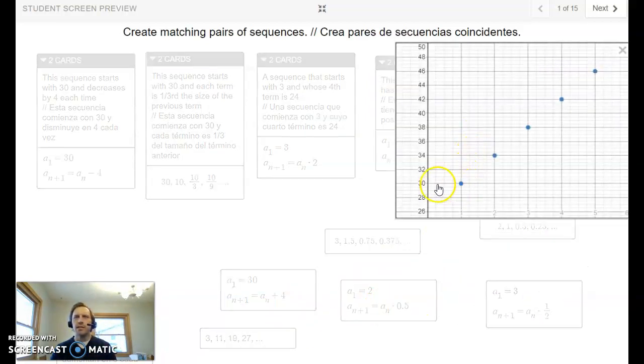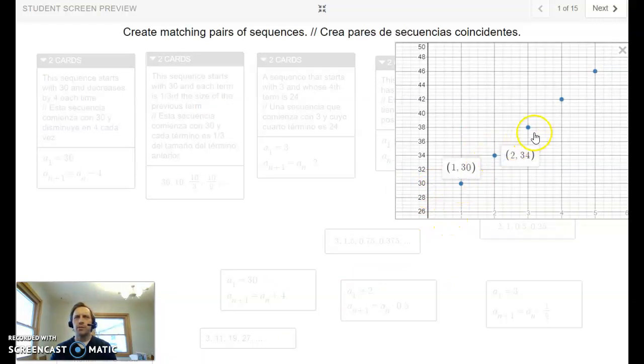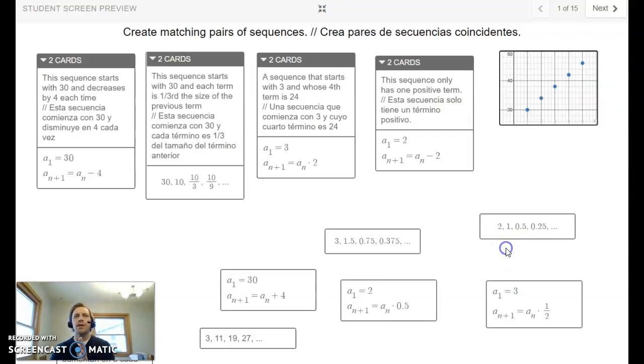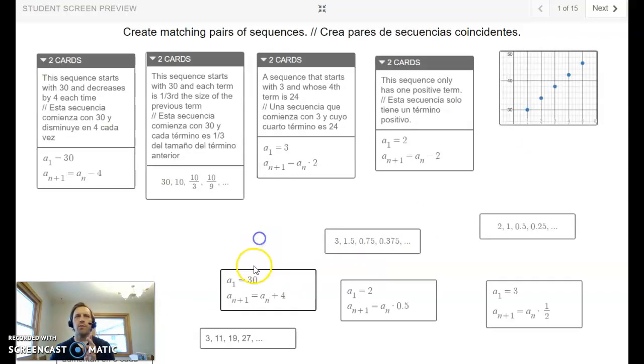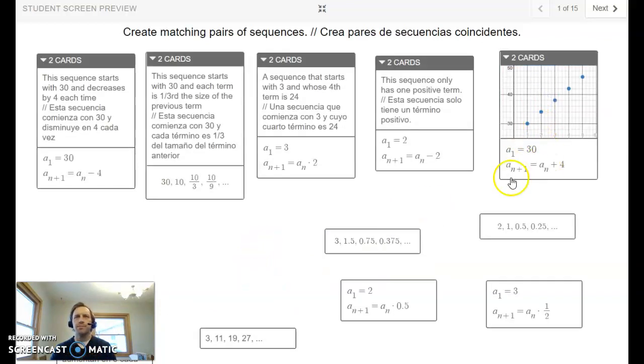Let's take a look at this. This says 130, then 234, 338. So from 30 to 34 plus 4, 34 to 38 plus 4. Okay, so it's increasing by 4 each time. Where did we see that? Oh, right here. Starts at 30, increases by 4 each time. So those two match. Nice.